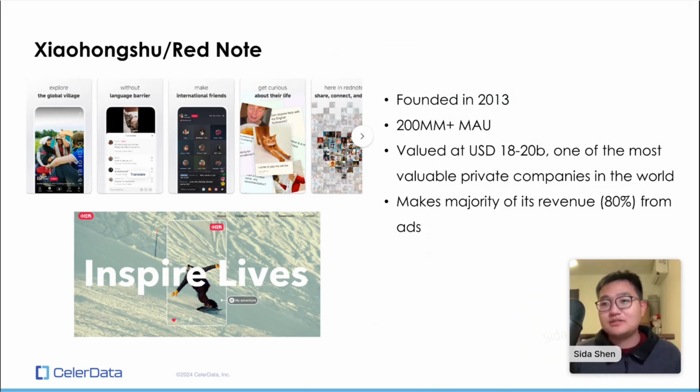It's a huge company. It makes a lot of money actually itself. It's valued at 18 to 20 billion USD, and this was actually a few years ago when they did their last round of funding. So its valuation now is kind of unknown, right? It's still one of the most valuable private companies, or unicorns, in the world right now, right? And it makes a majority of its revenue, around 80%, from advertising, right? So selling ads to advertisers that do ads on their platform, right?